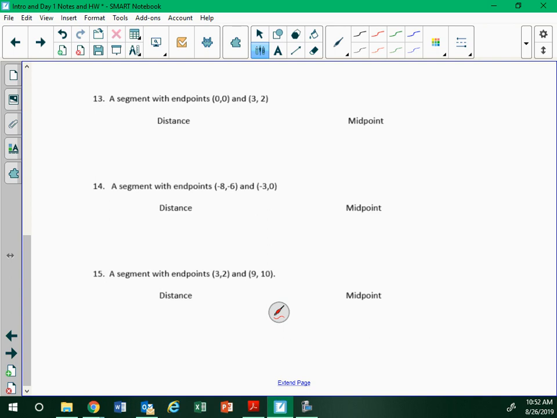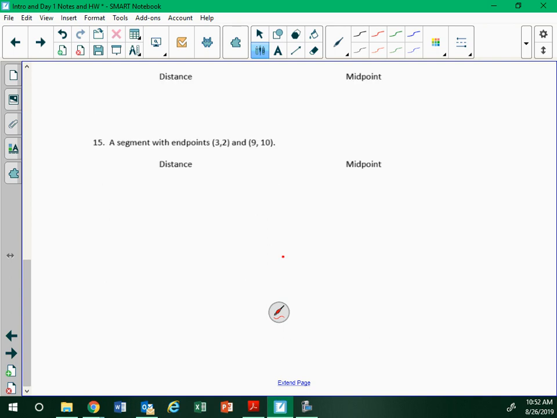So let's go to number 15. They tell us the endpoints, 3, 2, and 9, 10, and they want us to find the distance and the midpoint. Now, you don't need to sketch a graph of it. I'm going to just do a quick sketch, just so you can visually see what we're doing. So we're at 3, 2, and 9, 10. Okay, something like that. So we're trying to find the distance between those 2 points, and we're trying to find what that midpoint is. Okay, so that's what we're aiming for.